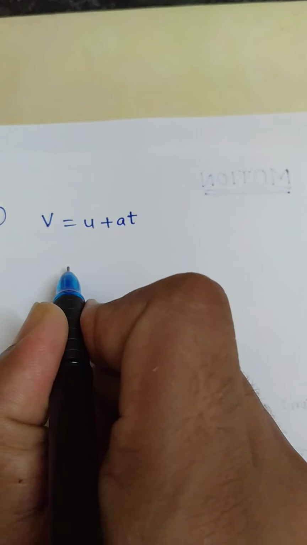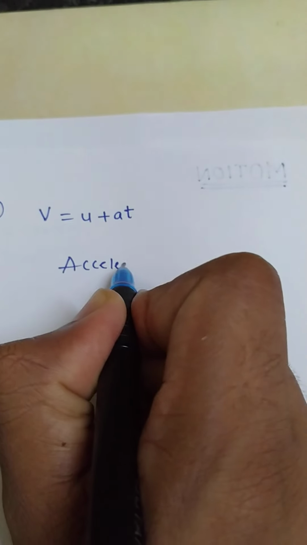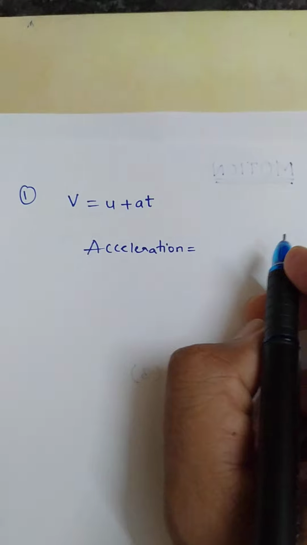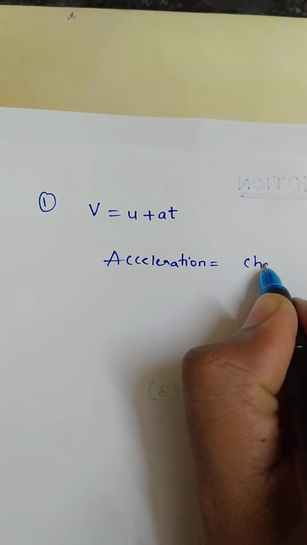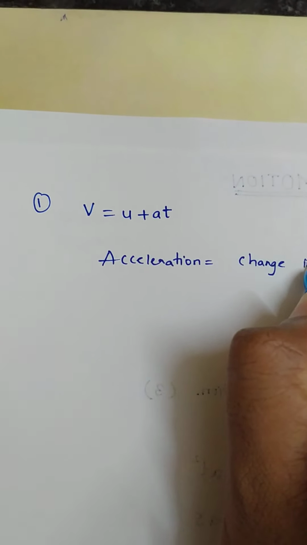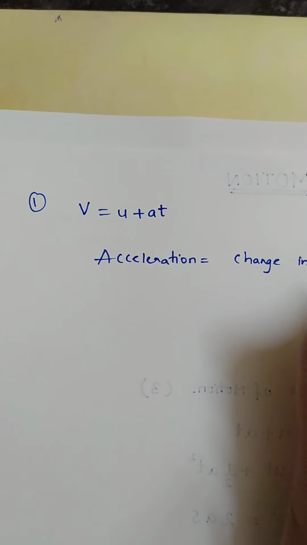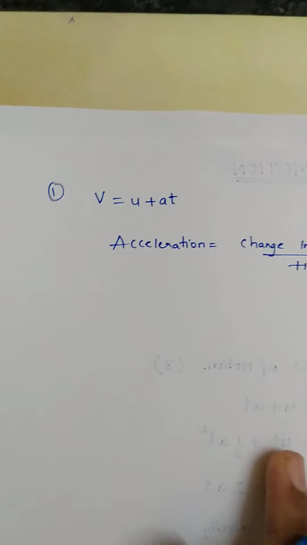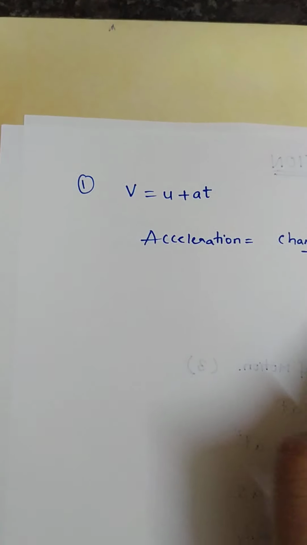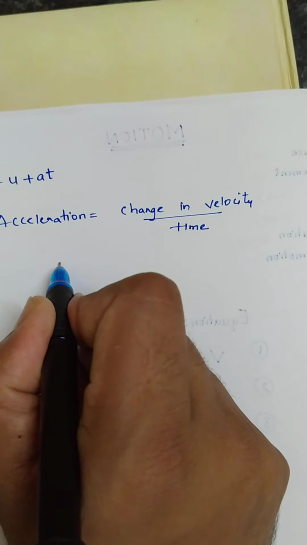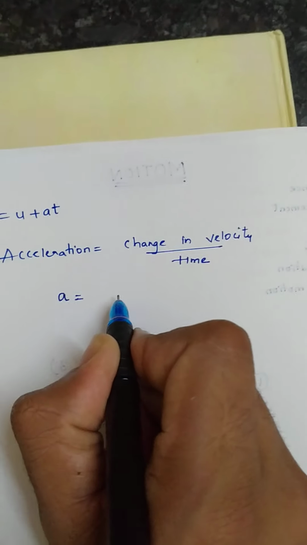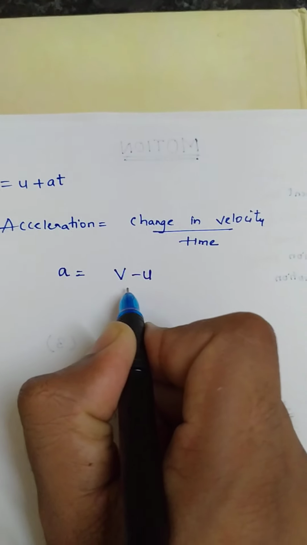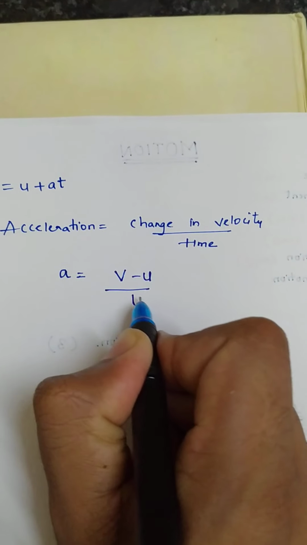We know that acceleration is nothing but rate of change of velocity, or in other words, change in velocity by time taken. So I'm writing this using the other terms now. Acceleration is represented with a, and the change in the velocity is final velocity v minus u, initial velocity, and t is time.